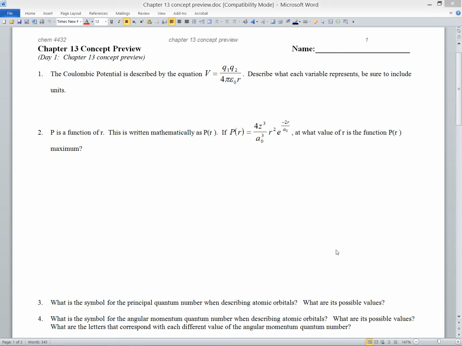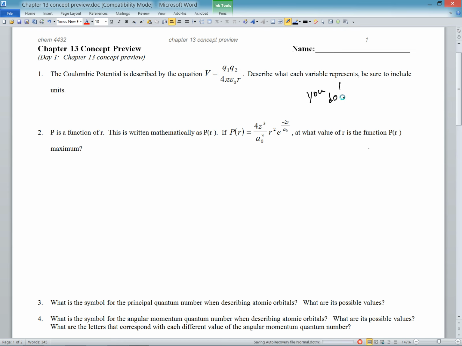But right off the bat, I think it would make sense just to call this a you do, and Google it, physics book, whatever. See what all those variables are, their units, what they represent.